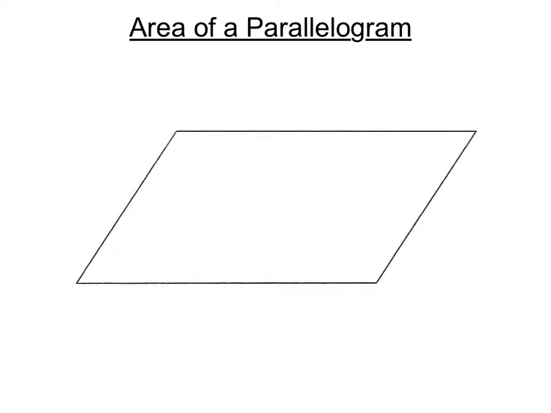Before we move on to the area of a triangle, first we need to stop and review the area of a parallelogram. So remember, a parallelogram is made up of 4 sides where every side that's opposite of another side is parallel. And so the area of a parallelogram is A equals BH, where B stands for base and H stands for height.